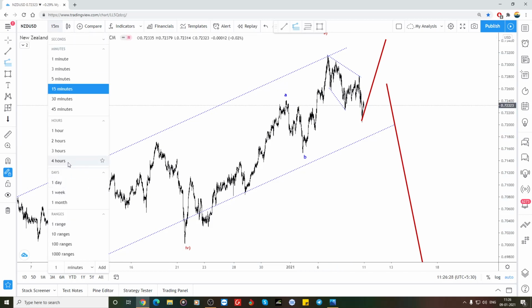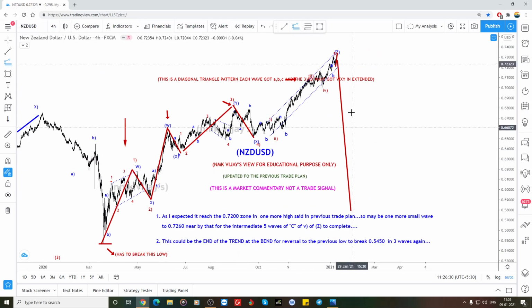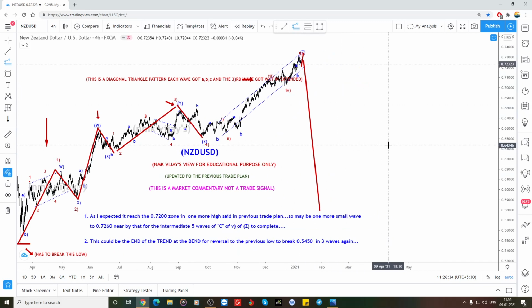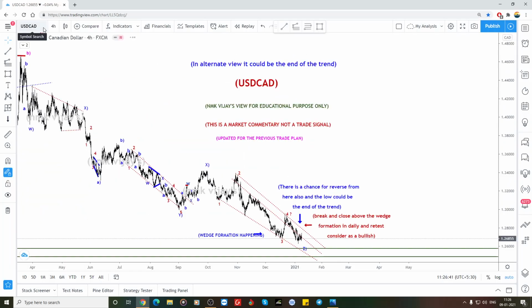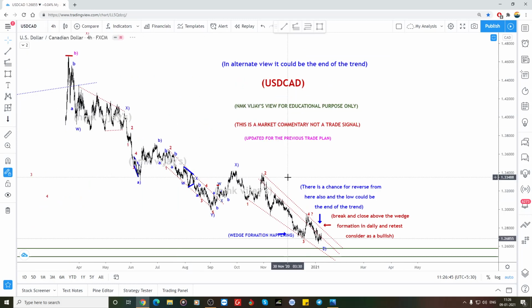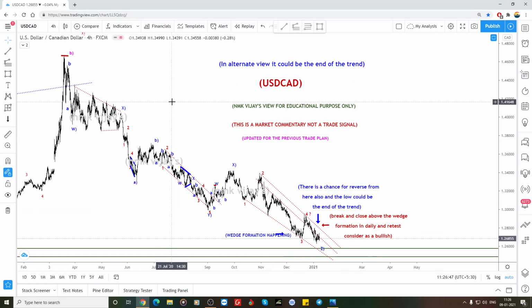So let's see how it goes. So maybe one more wave to the upper side and then again fall. So that is my bias. Let's move on to USD CAD. So this stream may be a little bit long also because I have explained.